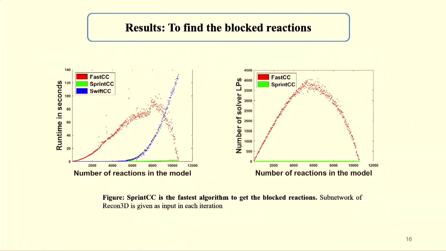The second result is with respect to finding the blocked reactions in a given metabolic network. The approach is similar, where we have chosen a random subnetwork of Recon 3D and see which algorithm performs better in identifying the blocked reactions. Here again, SprintCC does the job in the order of 0 to 3 seconds. But FastCC reaches up to 100 seconds, and SwiftCC reaches up to 120 seconds. In terms of the number of LPs used, SprintCC uses some 3 LPs to identify all the blocked reactions, and FastCC uses around 4,000 LPs.